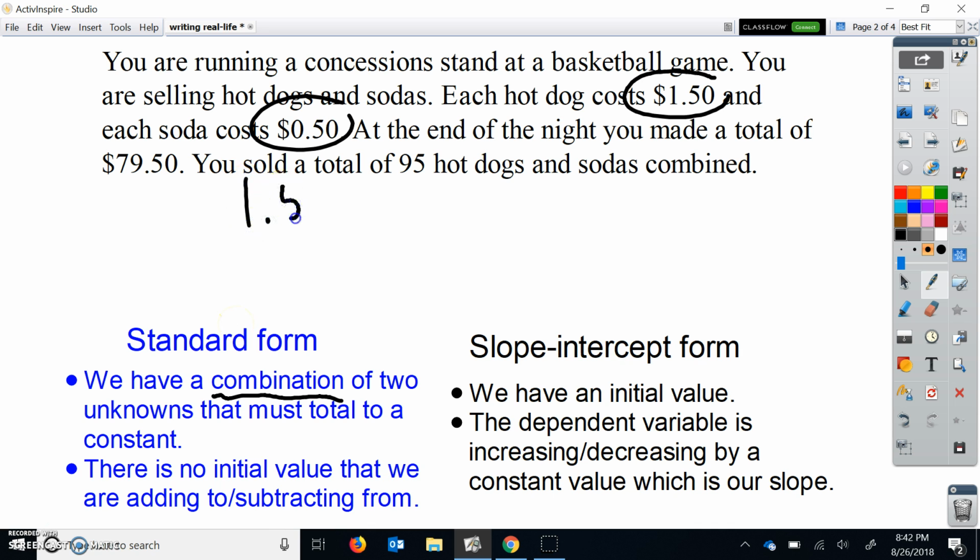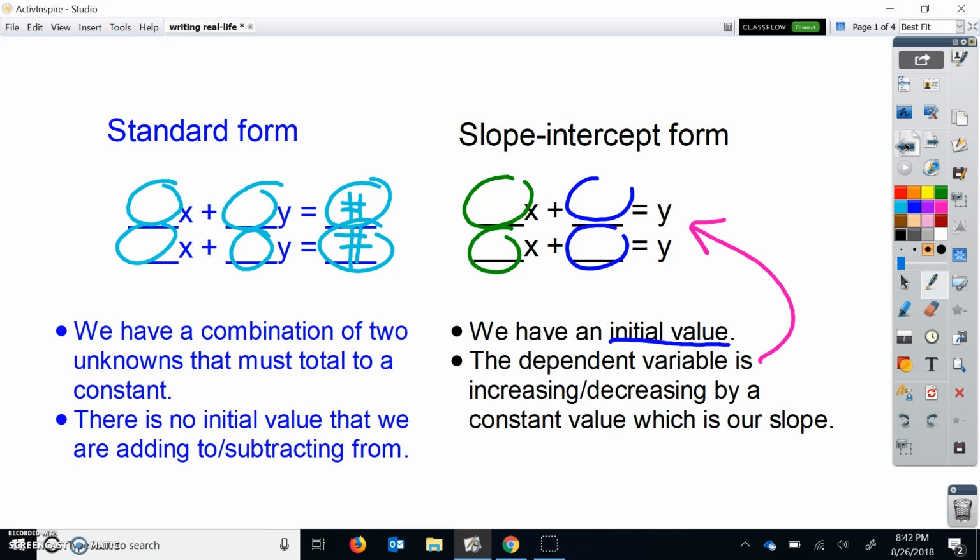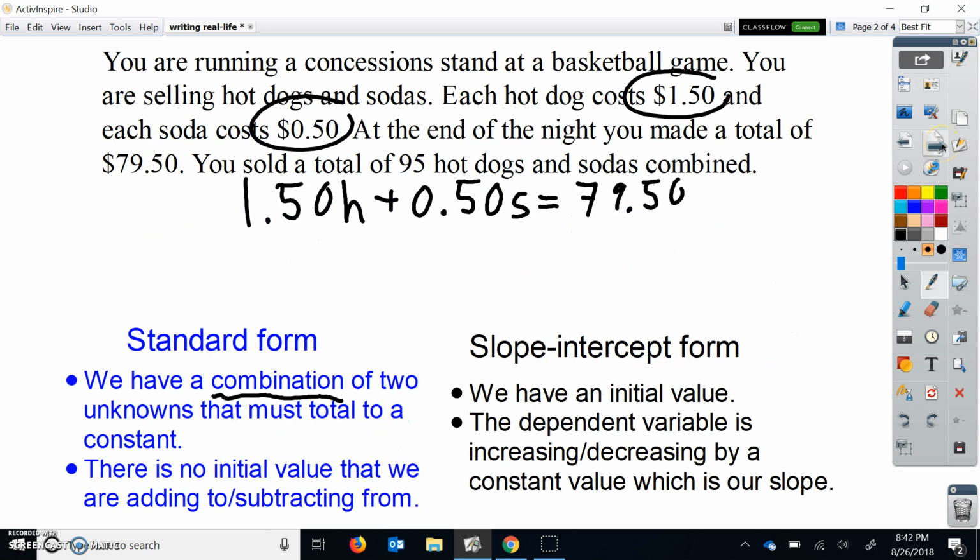So that's $1.50 per hot dog plus 50 cents per soda, and it should equal some known value. I know the number here. It's $79.50. So going back to this, I said that it should equal some sort of number. Well, then that's got to be standard form because I know what it should total.